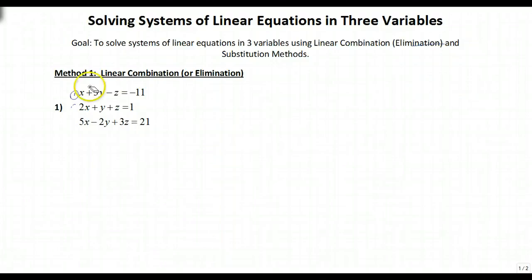Hi everybody. Today we will be solving systems of linear equations in three variables using two different methods. We're going to use linear combination, or maybe we know that as elimination, and substitution, both of which we have seen before, but it's our lucky day and we get to use three different variables, which means we start with three different equations.